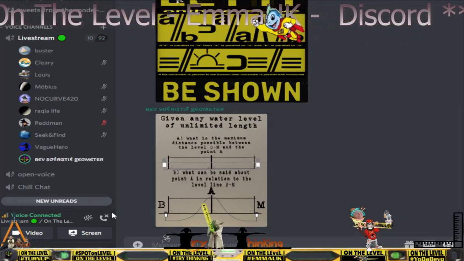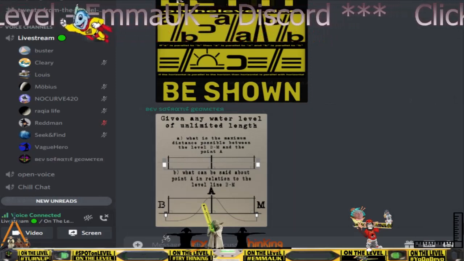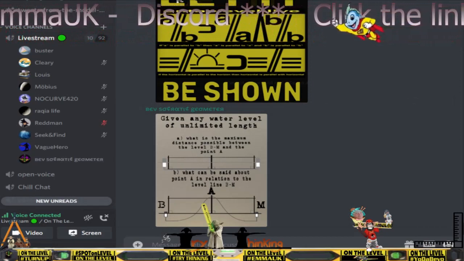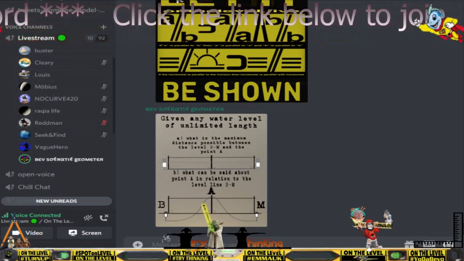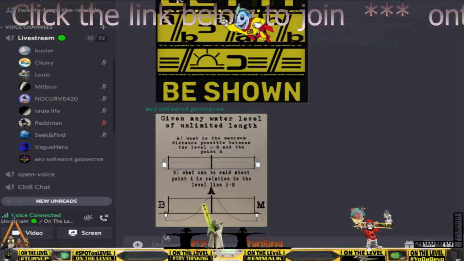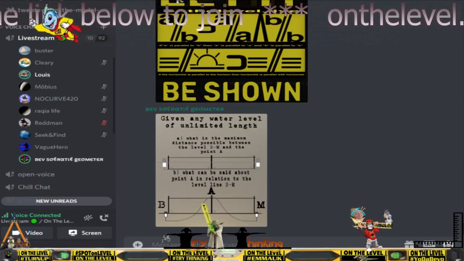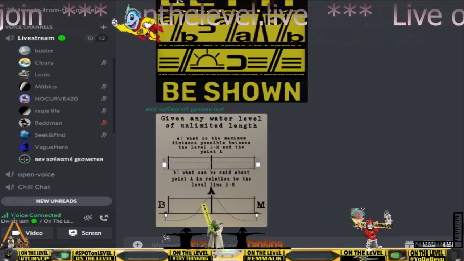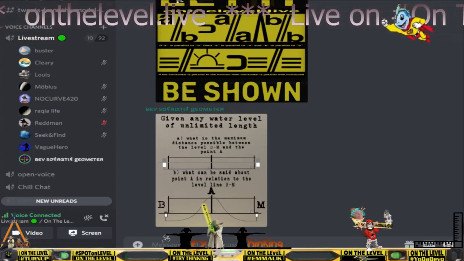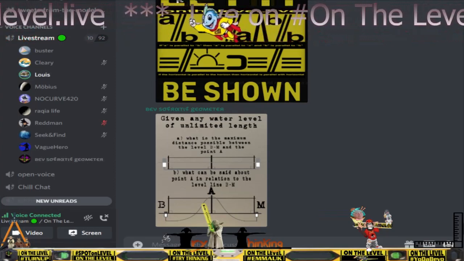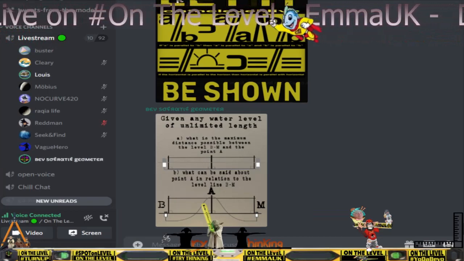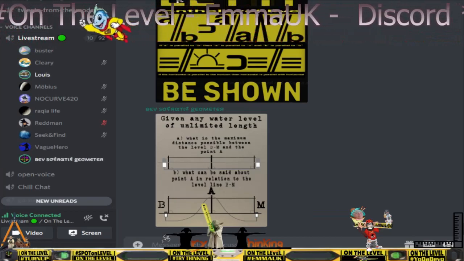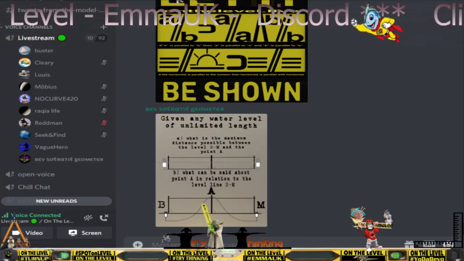I can show you. Let me put my camera on. And I'll get you on the board. And I'll show you, because I think, are you having a problem with lifting the bit up in the middle on a water level? Where is the water level? You mean from B to M, there is a water level. There is a maximum height of A above that water level. Now, Bev, that is not being asked for in the question. What is the maximum distance possible between the level BM and the point A?